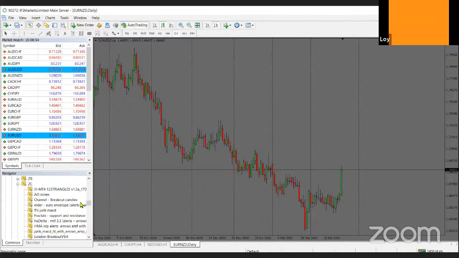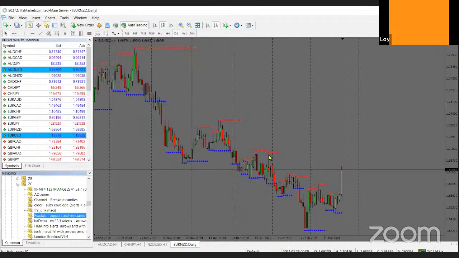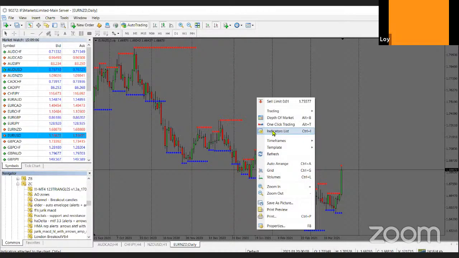So this is the indicator that I'm going to share today. It's known as fractal support and resistance. I think Mike can actually help me paste the link. It will always be the same link. Now let's go to the indicator.